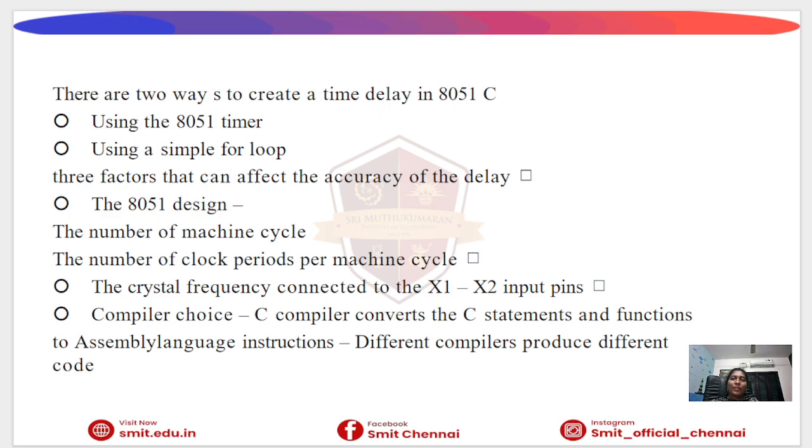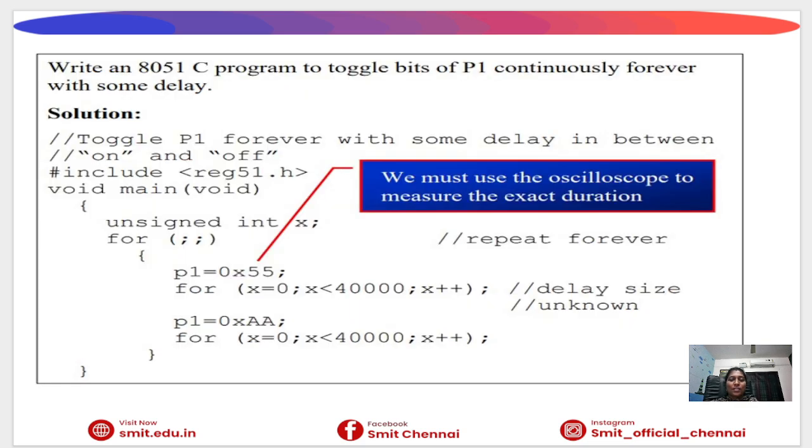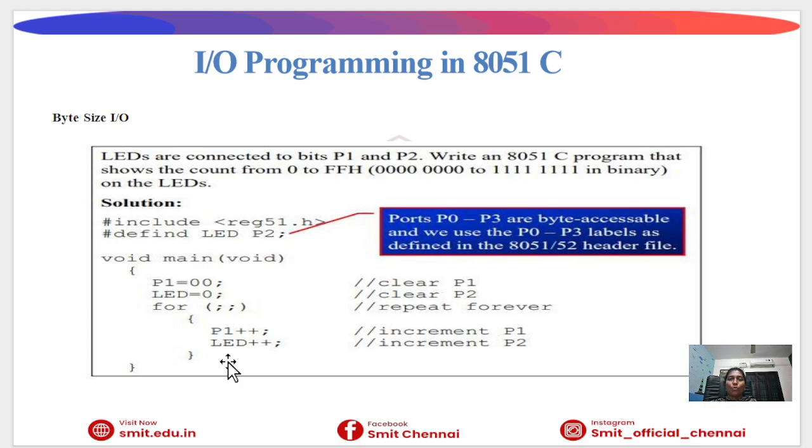For example, for the time delay, different compilers produce different assembly instruction code. This is the oscilloscope output for the time delay function that toggles P1 forever with some delay between on and off. P1 is 0x55, and we are giving a time delay in this loop. Then for P1 0xAA, we are giving the time delay again. This is the input output programming in 8051.